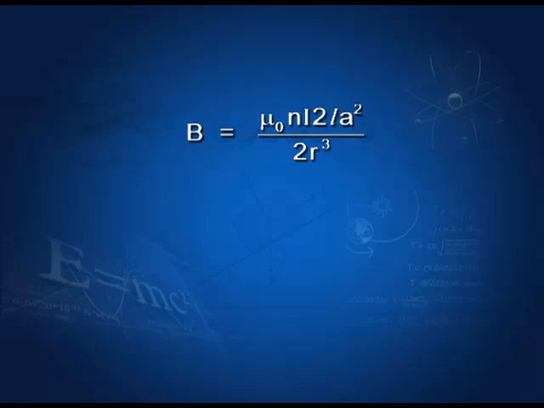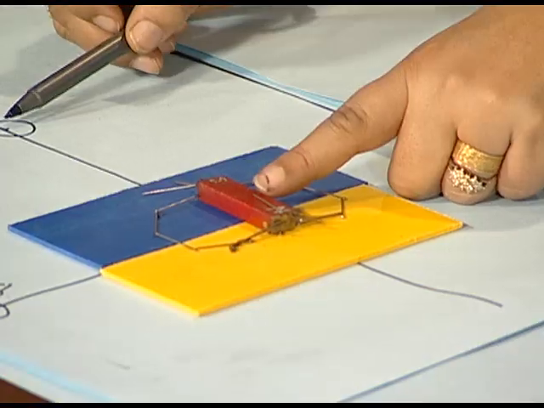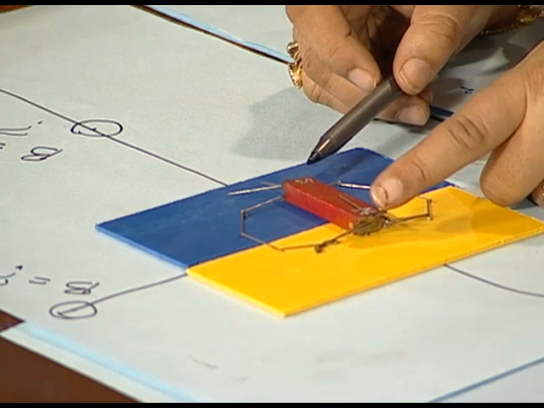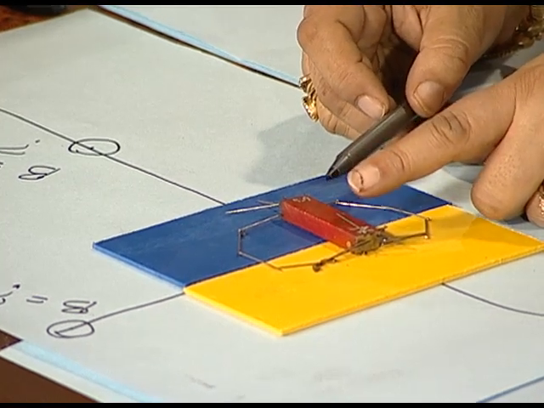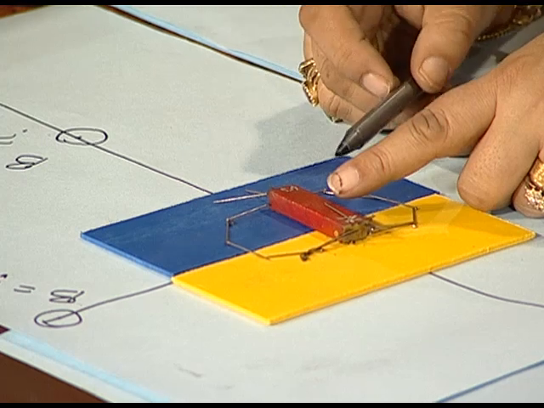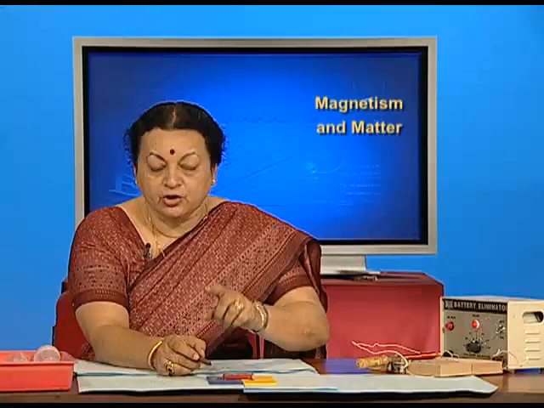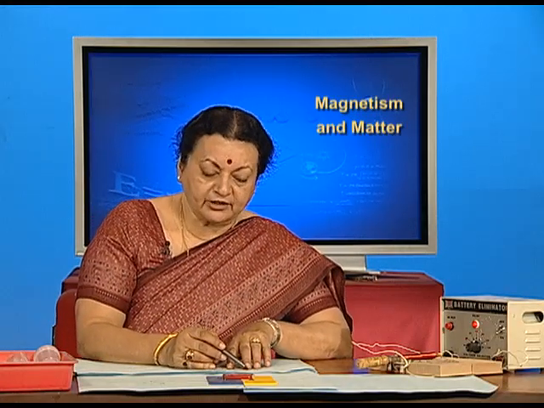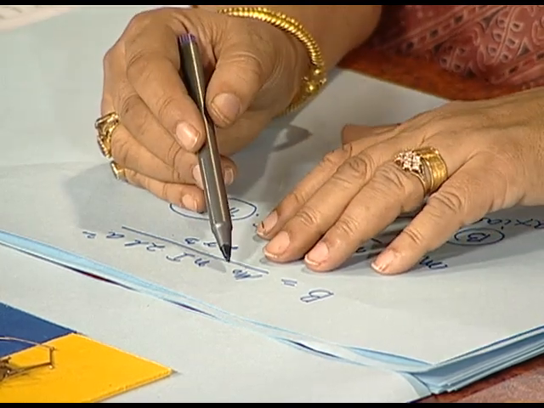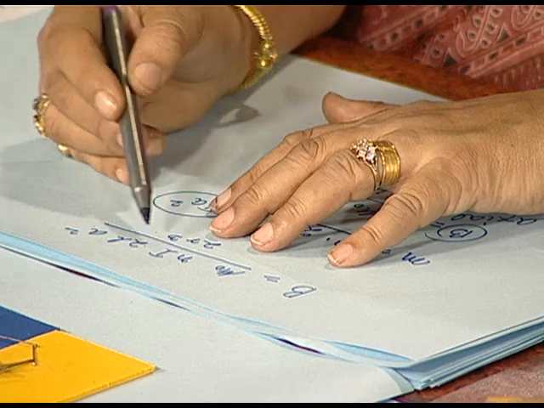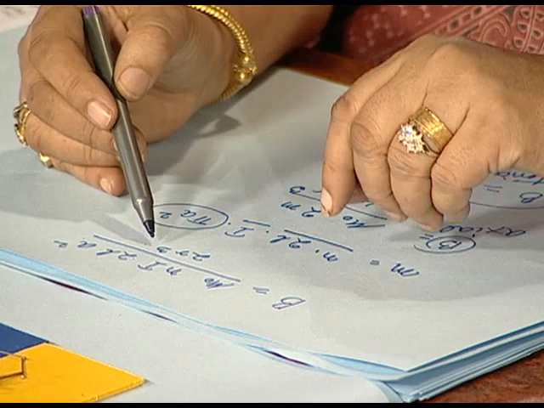We can approximate this formula, and how is that? Because we can say that the distance r that we have selected is much larger than the length of the magnet. Also, the element that we have chosen to give us the value for B is very close to the center. So, our x value is also small as compared to r. Doing that, we get the formula for the magnetic field B equal to mu naught n into I 2 L A square divided by 2 r cube.